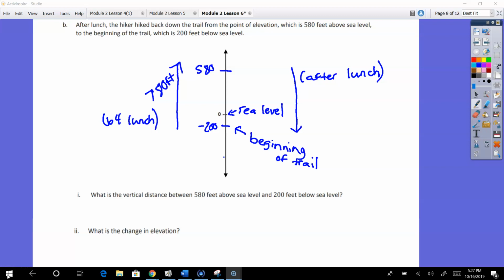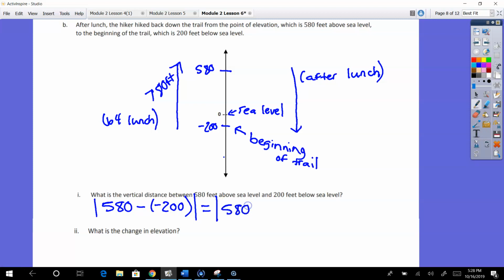So like I said before, the order doesn't matter. Good thing I did start off with what I was given first on the last one. So now we're doing 580 feet minus 200 feet below sea level. So that's negative 200 equals the absolute value. Let's rewrite it.